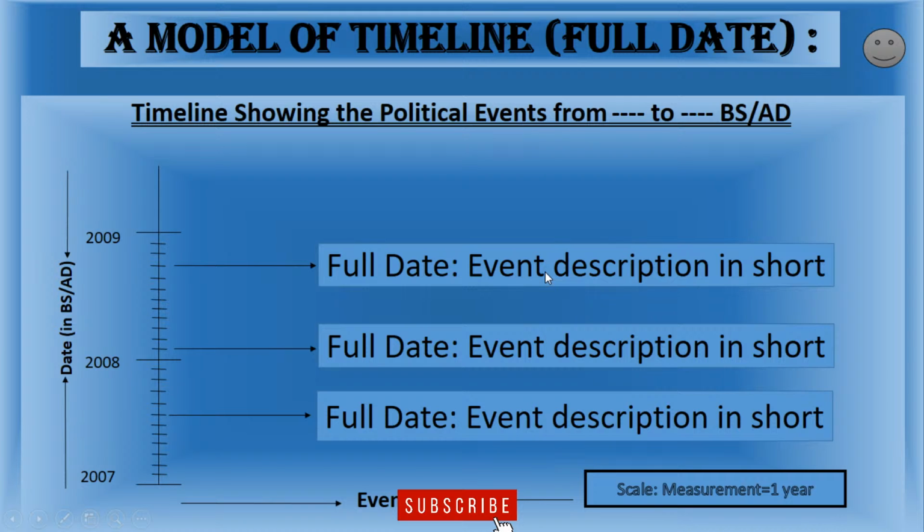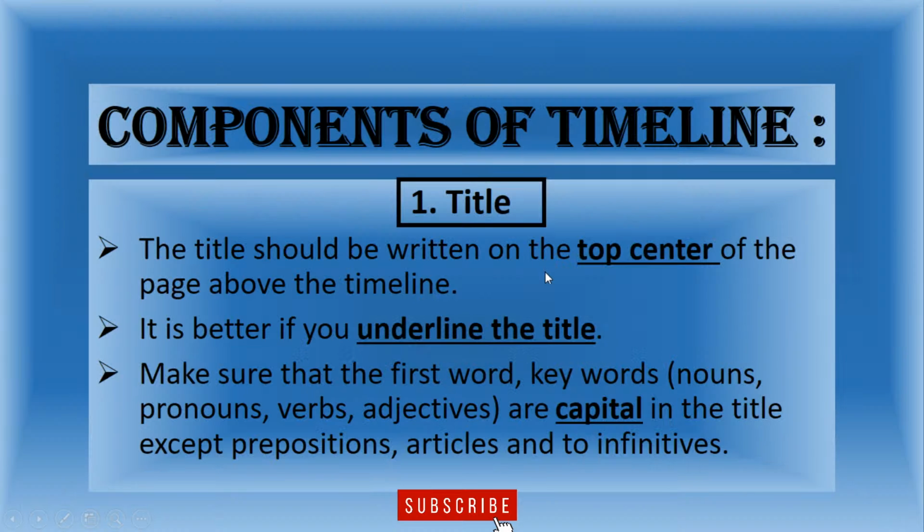So let's go to the components of a timeline. Components of a timeline, we have already discussed all the components. Now this is the summary. So the first component we discuss is the title. The title should be written on the top center of the page above the timeline. Yes, it should be written at the top and center, and if possible you underline it. Single underline or double underline is your choice. And make sure that the first keywords, nouns, pronouns, verbs, adjectives are capital in the title, except prepositions, articles and two infinitives.